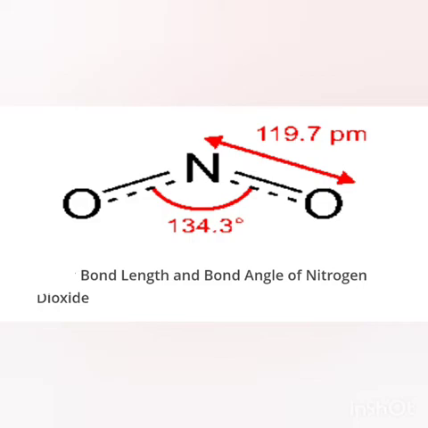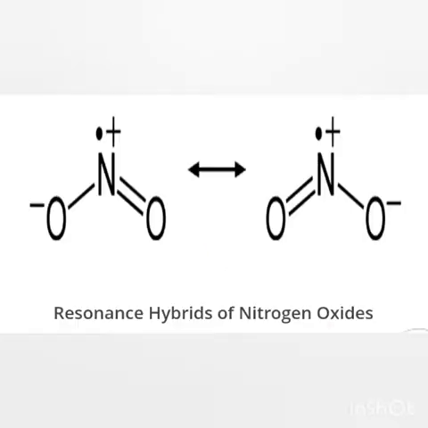It is a mixed anhydride of nitrous acid and nitric acid. It is an acidic oxide with angular shape. The bond angle is 134 degree and bond length is 120 picometer. The molecule is found as a resonance hybrid and is a paramagnetic substance.